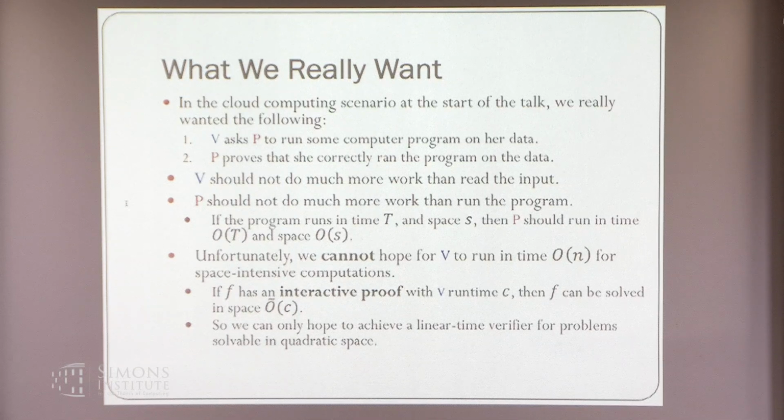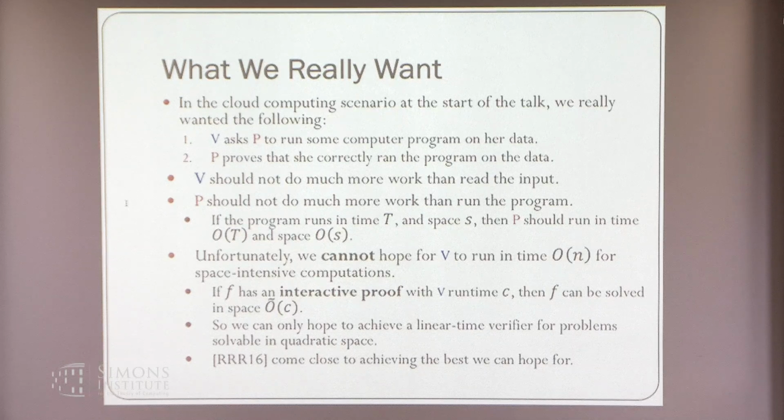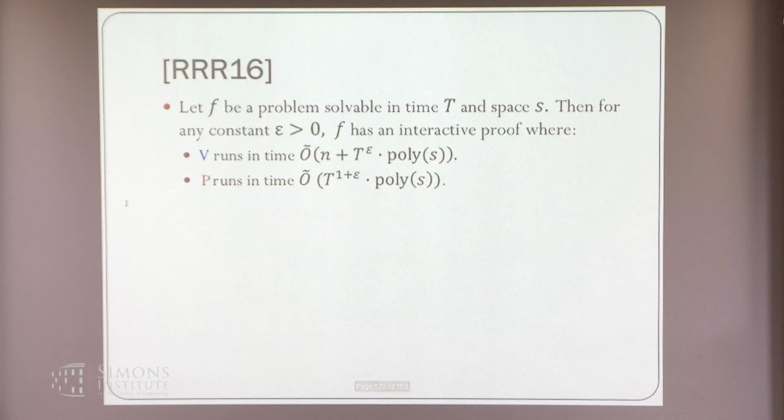Okay, so what can we hope for? The best we can hope for is basically if the problem is solvable in like linear space or root n space or n to the 1/3 space, then we can hope for all of this. So Reingold, Rothblum, and Rothblum in 2016 came up with a protocol that very nearly achieves this. Really, really nice result.